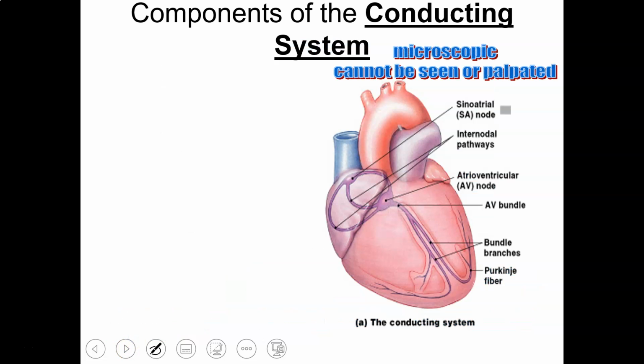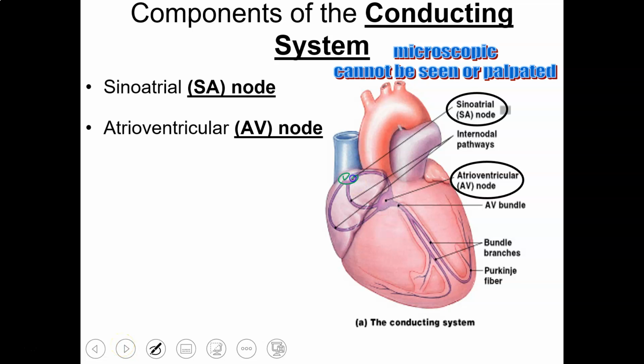Here are our components of the conducting system. Can't see this. I couldn't show you this in dissection. Start at the SA node, or the sinoatrial node, right there at the top of the right atrium. In between the SA node and the AV node, which is called the atrioventricular node, here at the bottom of the right atrium, we have these internodal pathways where we have conducting cells.